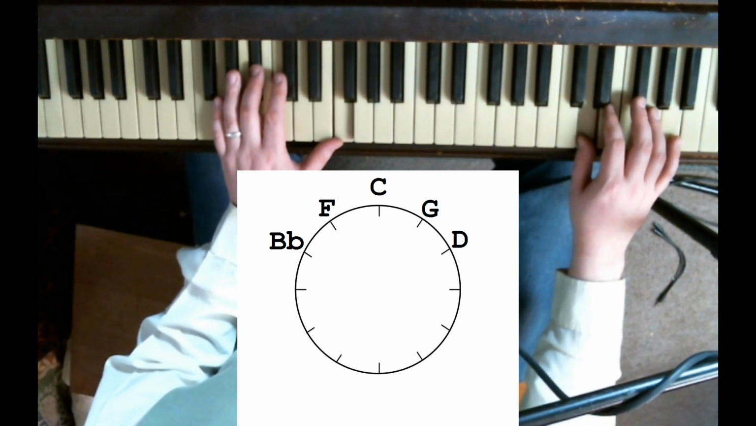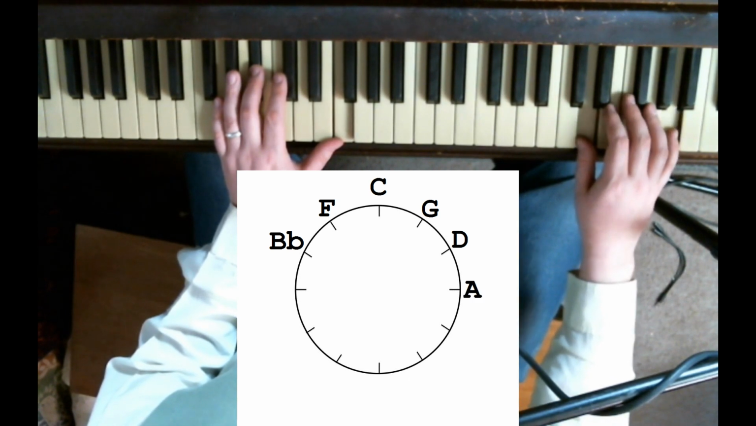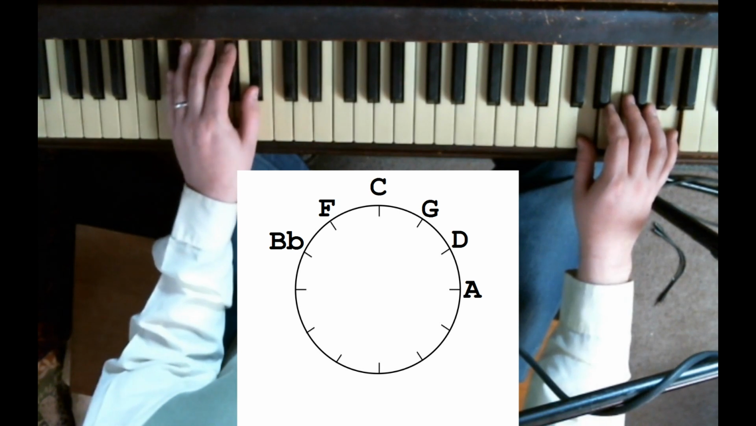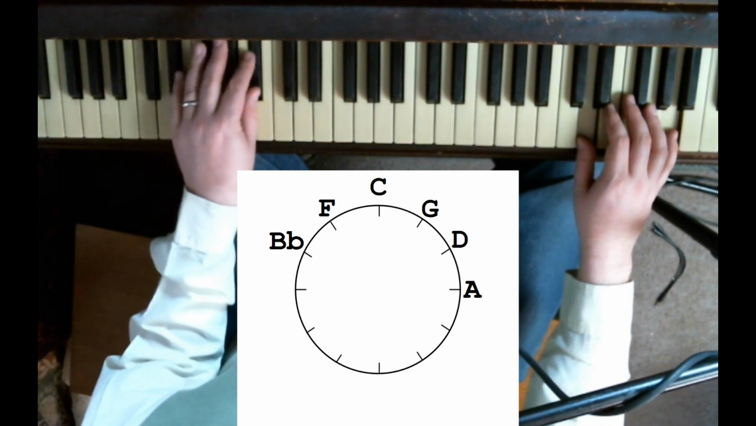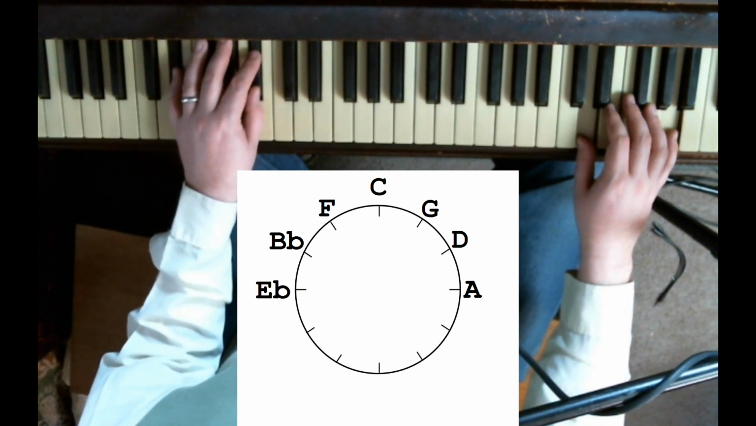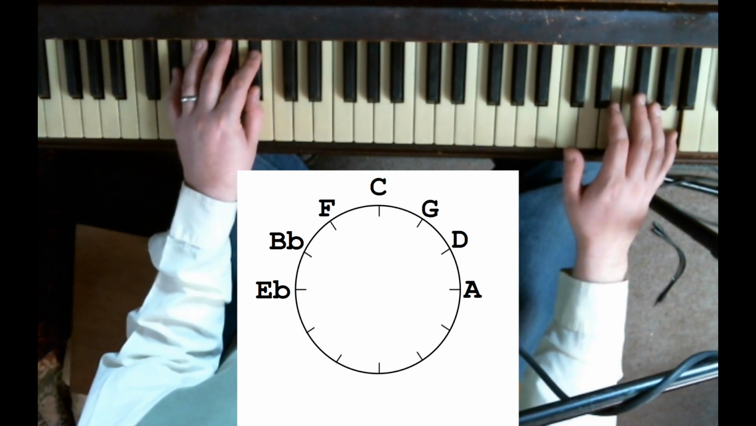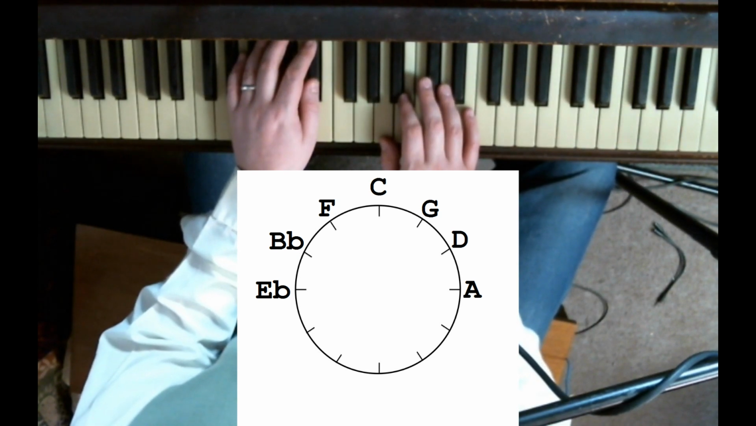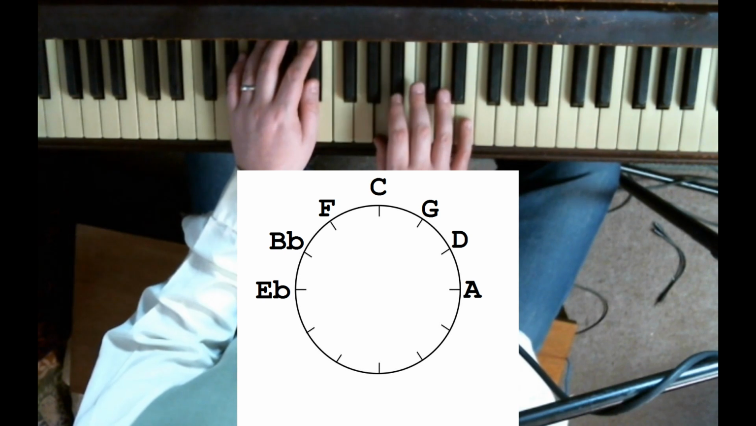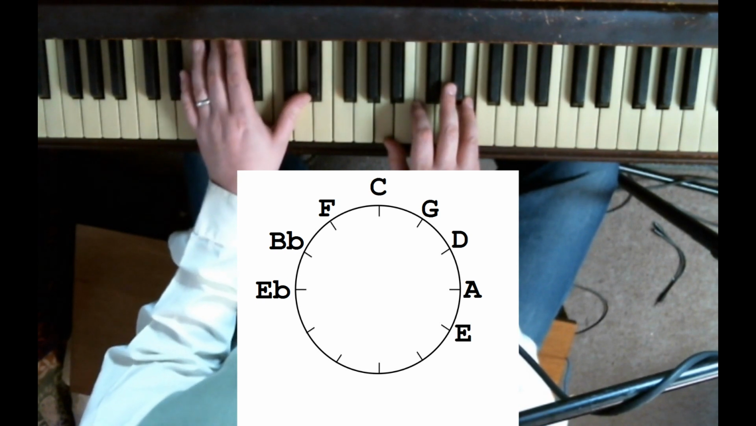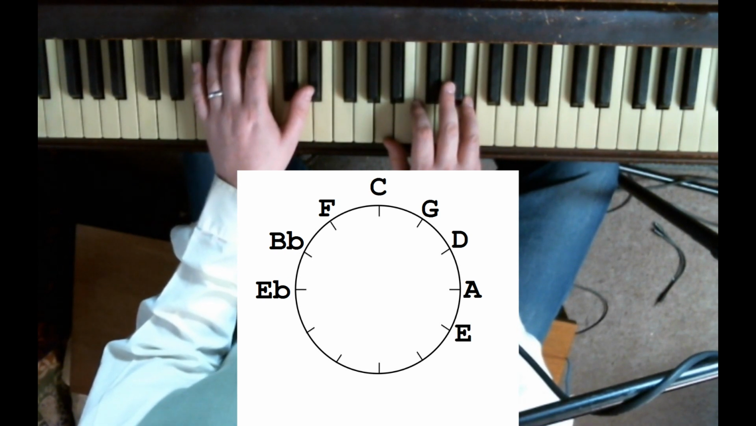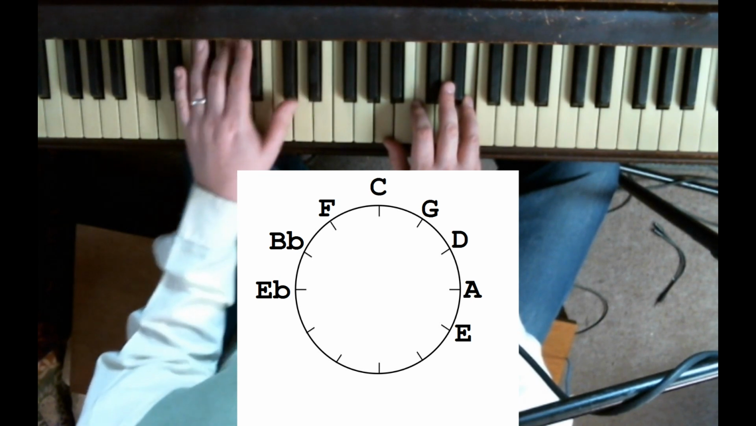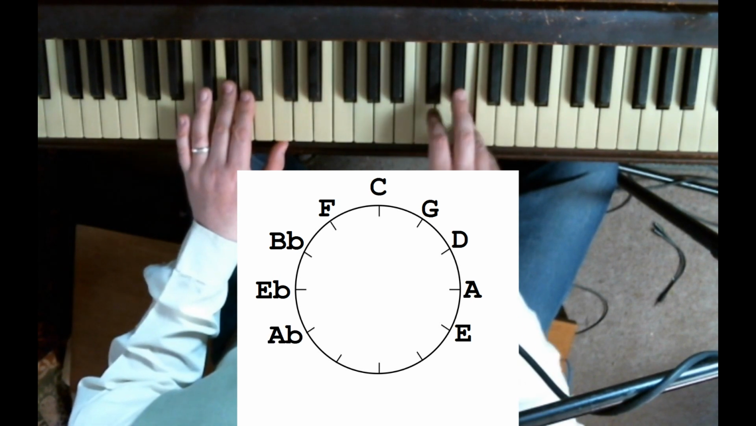Up another fifth in the other direction from D is A. And then down on the other side, down a fifth from B flat is E flat. All right, let's bring it in a couple octaves because we're running out of room on the camera. Up another fifth from A is E. And down another fifth from E flat is A flat.